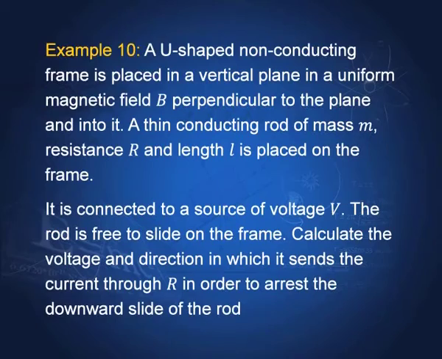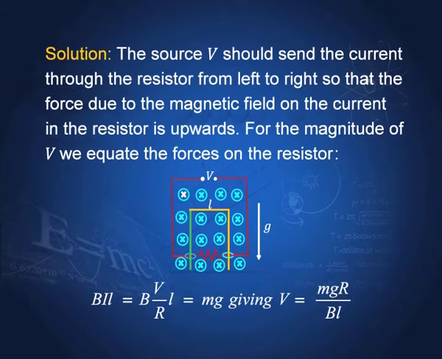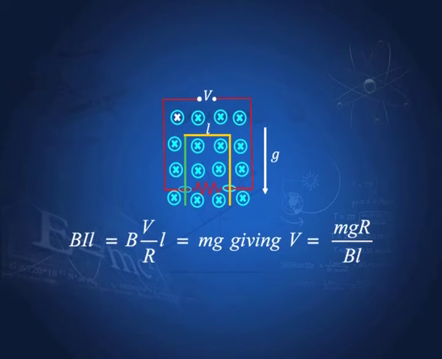A thin conducting rod of mass m, resistance R and length L is placed on the frame. This is the resistance R, this is the length L, and this is movable, you can see by these rings, this is movable up and down. So, we have a frame, this frame has an arm which has a thin wire with resistance R and length L, and this frame is in a vertical plane and the acceleration due to gravity is acting downwards.